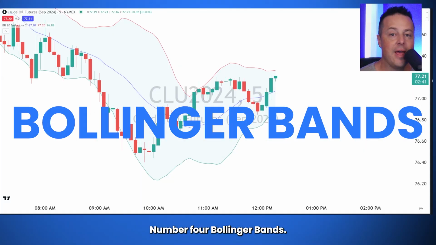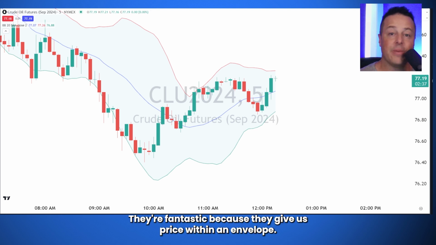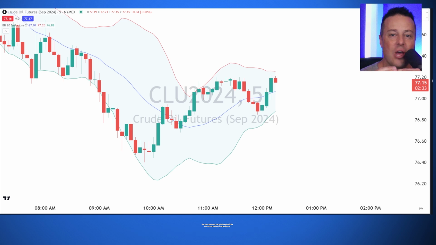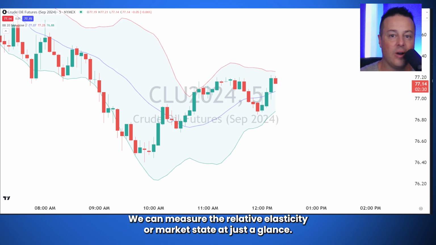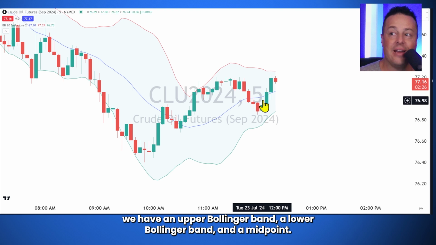Number 4, Bollinger Bands. Bollinger Bands are one of my personal favorite scalping tools. They're fantastic because they give us price within an envelope. That means price action in context. We can measure the relative elasticity or market state at just a glance. As you can see, we have an upper Bollinger Band, a lower Bollinger Band, and a midpoint.